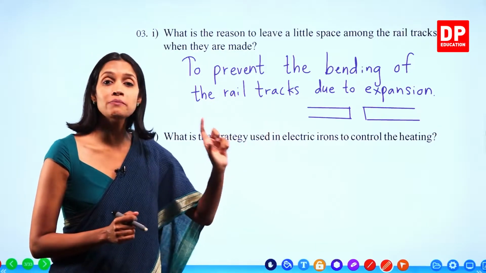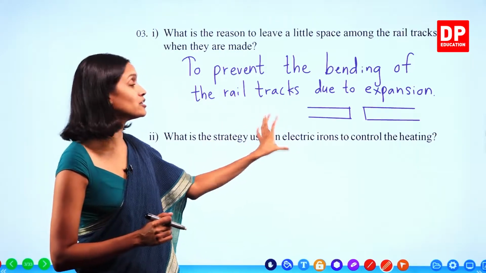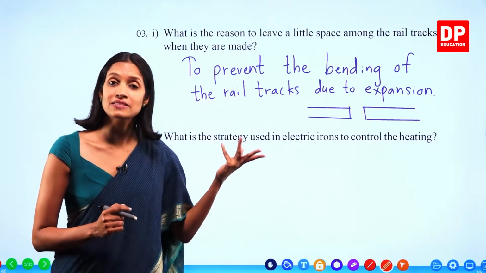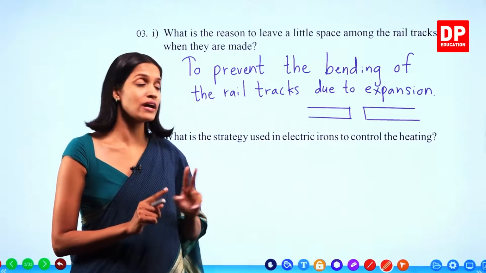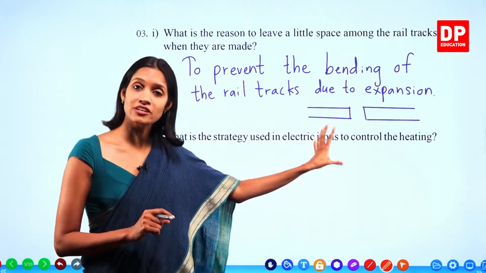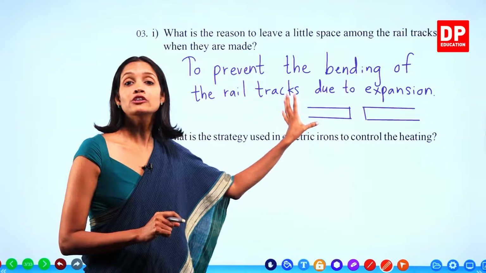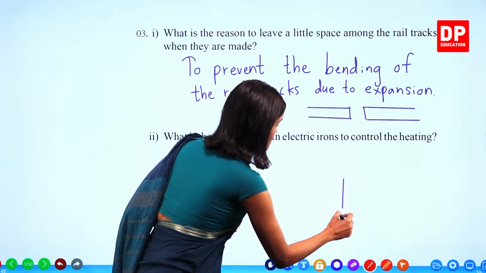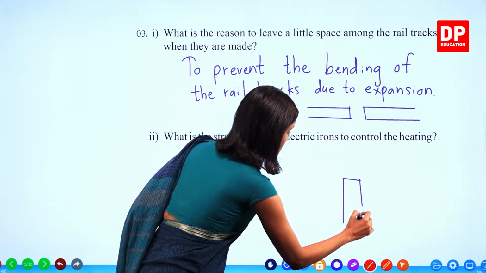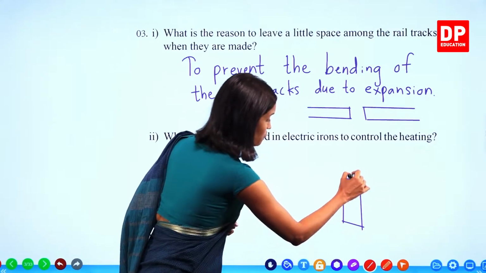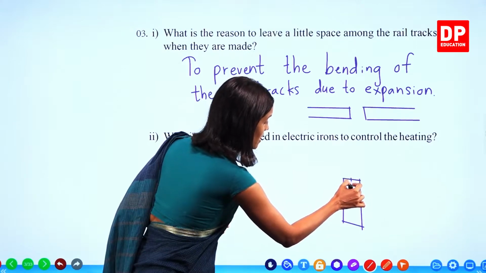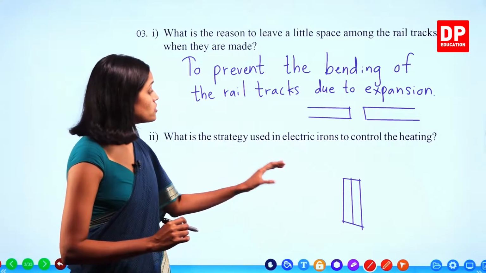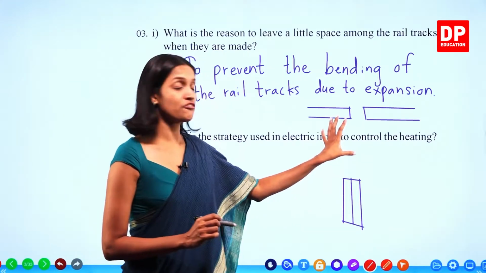Because something called a bimetallic strip is connected to the circuit of the iron. What is the meaning of a bimetallic strip? Bi means 2, right? So a special metal strip made by combining 2 types of metals. Okay? It's something like this. Right? It's a type of metal strip, but it is made by combining 2 different types of metals. So it is fixed to the circuit of the iron.